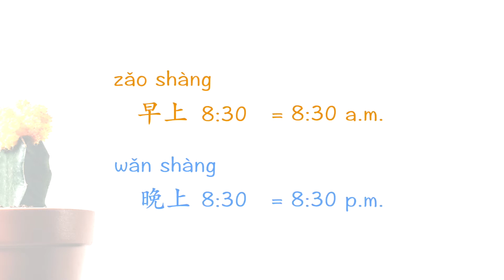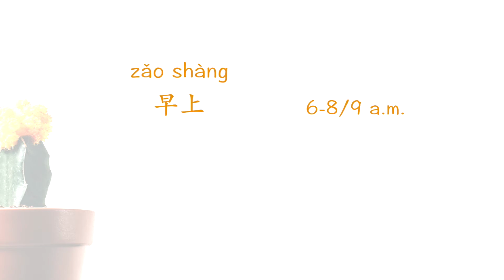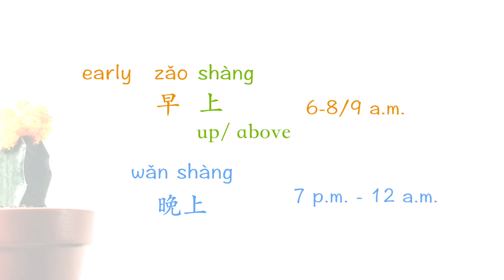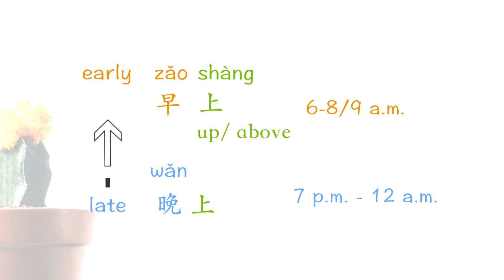Set a time period before time is how we avoid confusion between AM and PM. Let's take a close look at each time period. 早上 is around 6 AM to 8 or 9 AM. The characters respectively mean early and up or above. 晚上 is around 7 PM to 12 AM. 晚 means late. 早 and 晚 are a pair of antonyms.